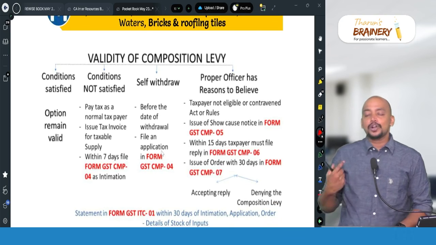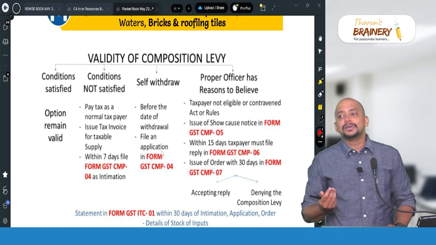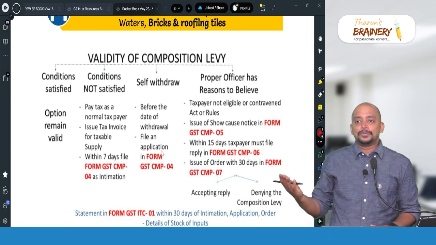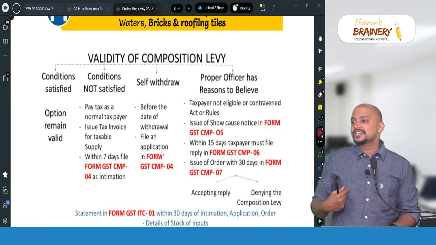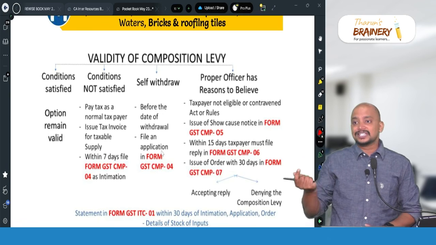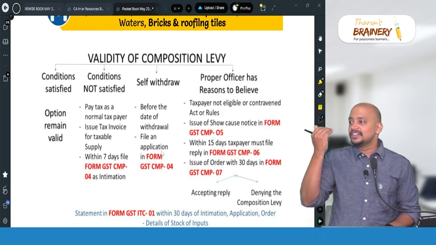So why? Because composition scheme will not be feasible if there is no increase in the volume, because the disadvantage in composition scheme is that they cannot take ITC on inward supply and they cannot charge GST from the recipient, which means the profitability will be less.